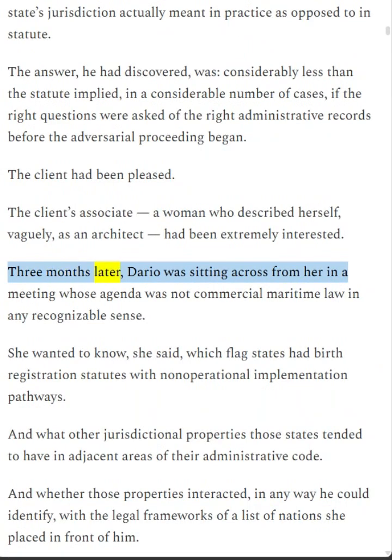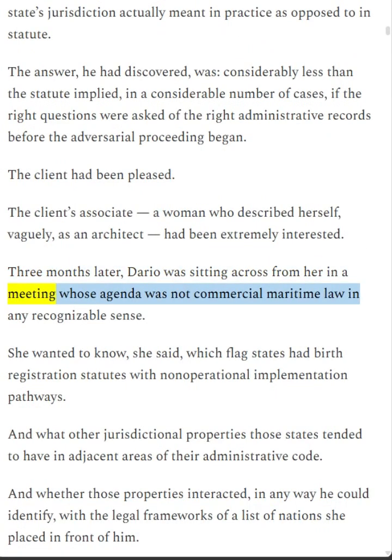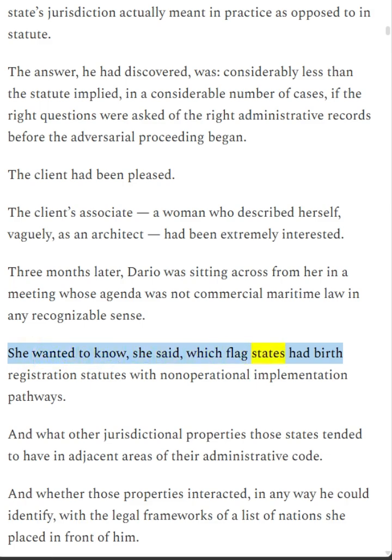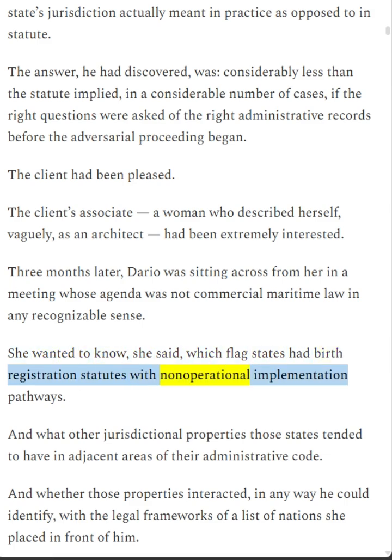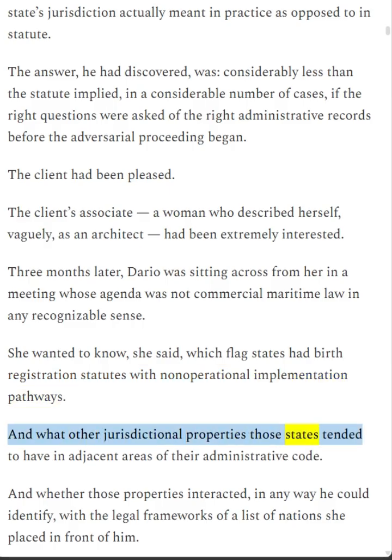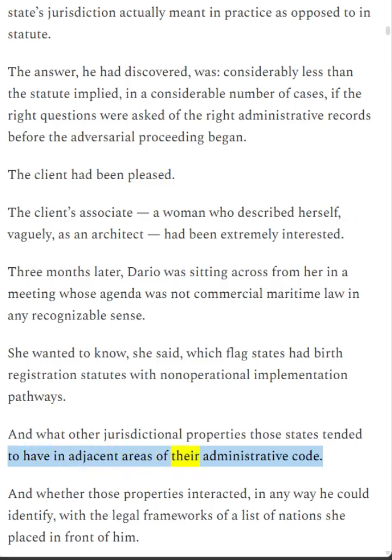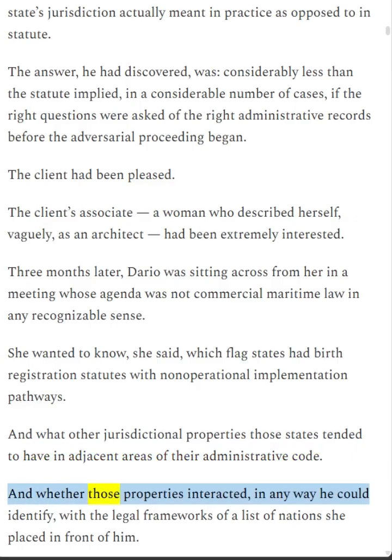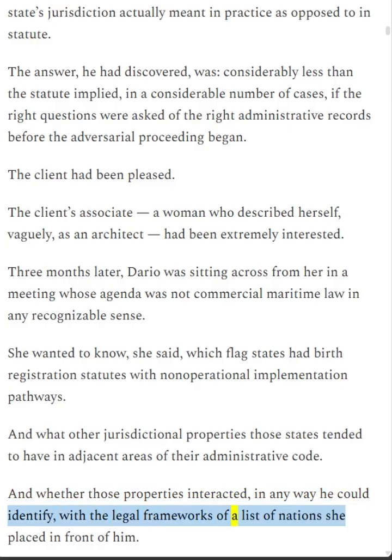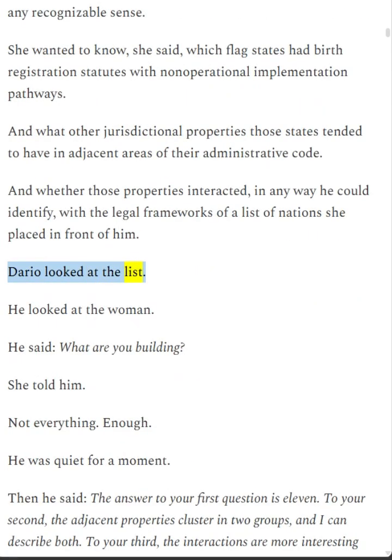3 months later, Dario was sitting across from her in a meeting whose agenda was not commercial maritime law in any recognizable sense. She wanted to know, she said, which flag states had birth registration statutes with non-operational implementation pathways, and what other jurisdictional properties those states tended to have in adjacent areas of their administrative code, and whether those properties interacted in any way he could identify with the legal frameworks of a list of nations she placed in front of him. Dario looked at the list. He looked at the woman. He said, "What are you building?"